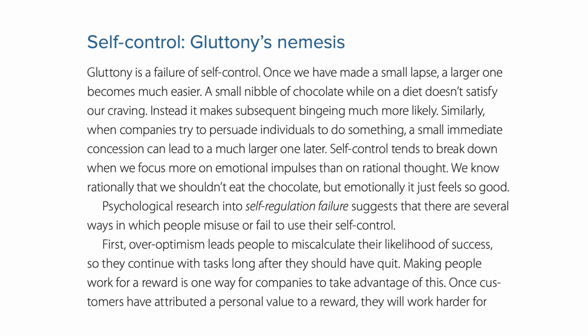There's this book I'm reading. It's Evil by Design. That's the title. Evil by Design by Chris Nodder. And in his book, he wrote something about gluttony. He said, gluttony is a failure of self-control. Once we have made a small lapse, a larger one becomes easier. The small nibble of chocolate while on a diet doesn't satisfy our craving. Instead, it makes subsequent binging much more likely. Similarly, when companies try to persuade individuals to do something, a small immediate concession can lead to a much larger one later. From here, we can see that gluttony actually starts from the little things.